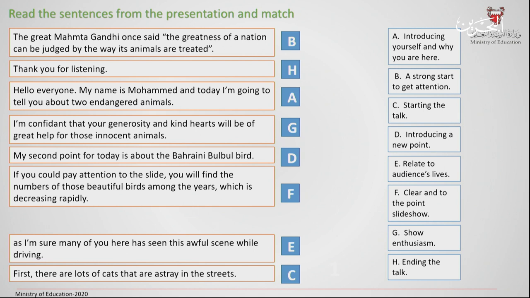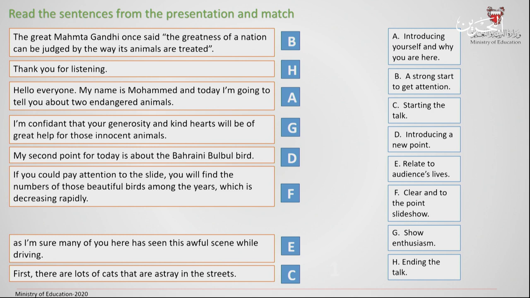This is showing enthusiasm because we showed that we are enthusiastic about the topic. And the fifth one, my second point for today, is about the Bahraini bulbul bird. How did we know that it is introducing a new point? Because we said "my second point." So it is what? Introducing a new point.